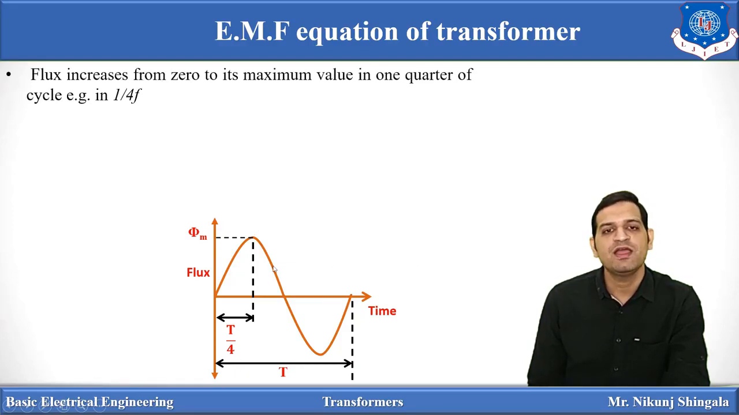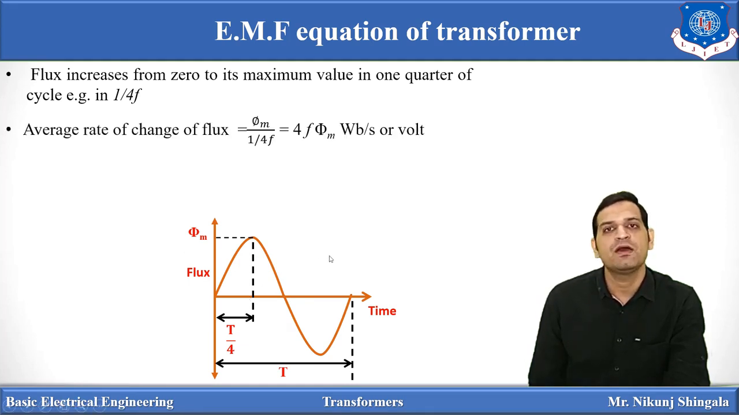Now we know the EMF induced in the coil is given by e is equal to d phi by dt. So we have to find the average rate of change of the flux. Flux here increases from 0 to its maximum value in 1/4 of the cycle, you can see here, and 1/4 of the cycle is nothing but T by 4. Now T is equal to 1 divided by f. So flux increases from 0 to maximum in 1 divided by 4f seconds, we can say.